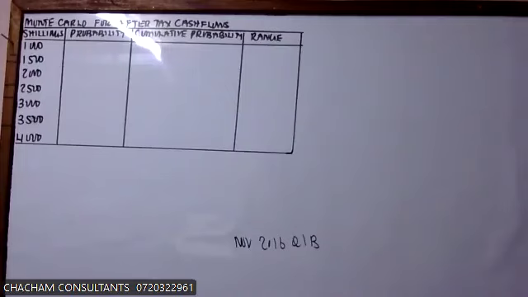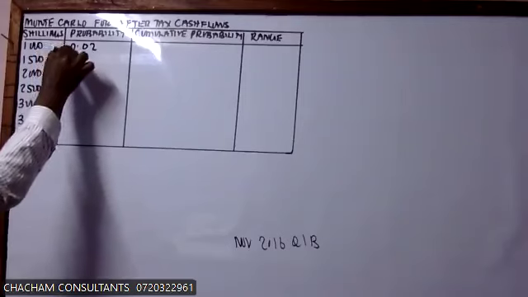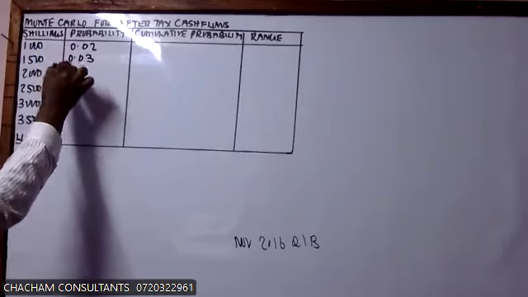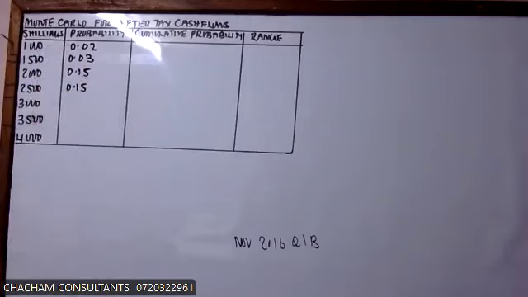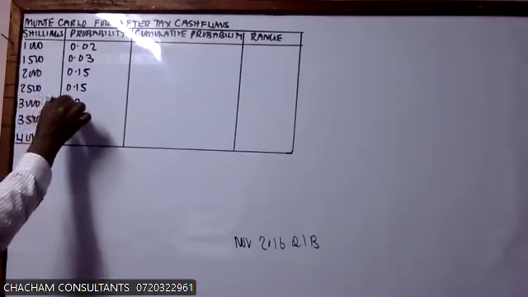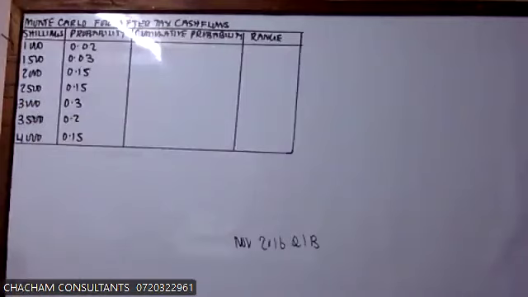Then the probabilities are 0.02, 0.03, 0.15, 0.15. Then we have 0.3, 0.2, and 0.15.